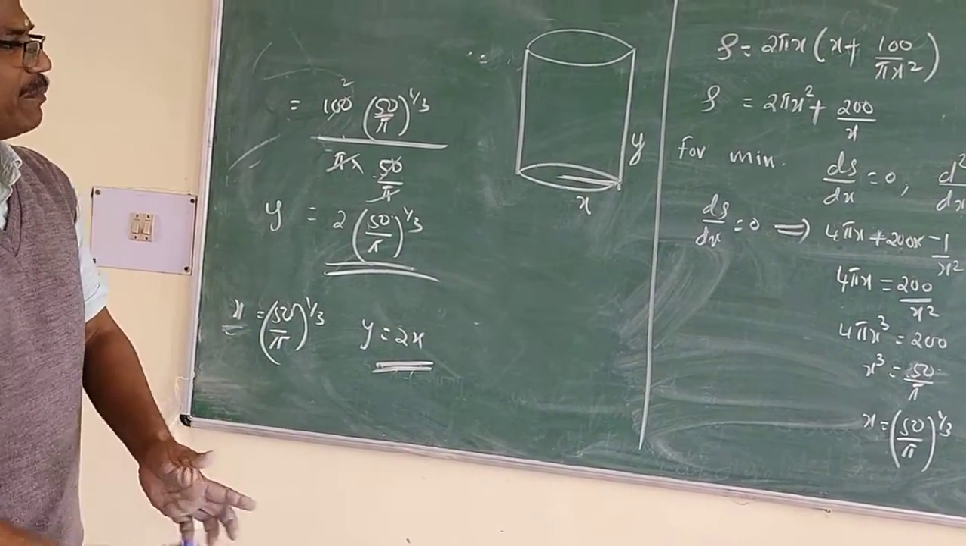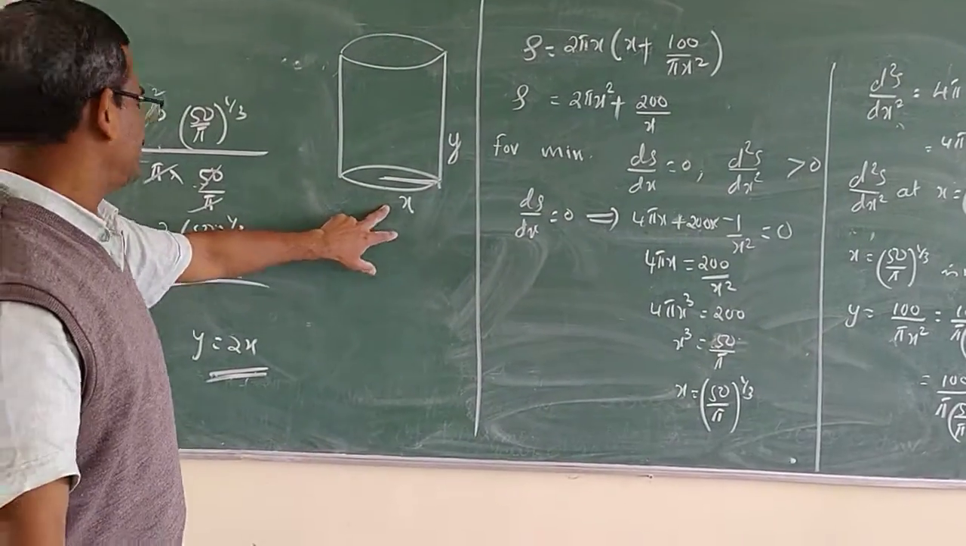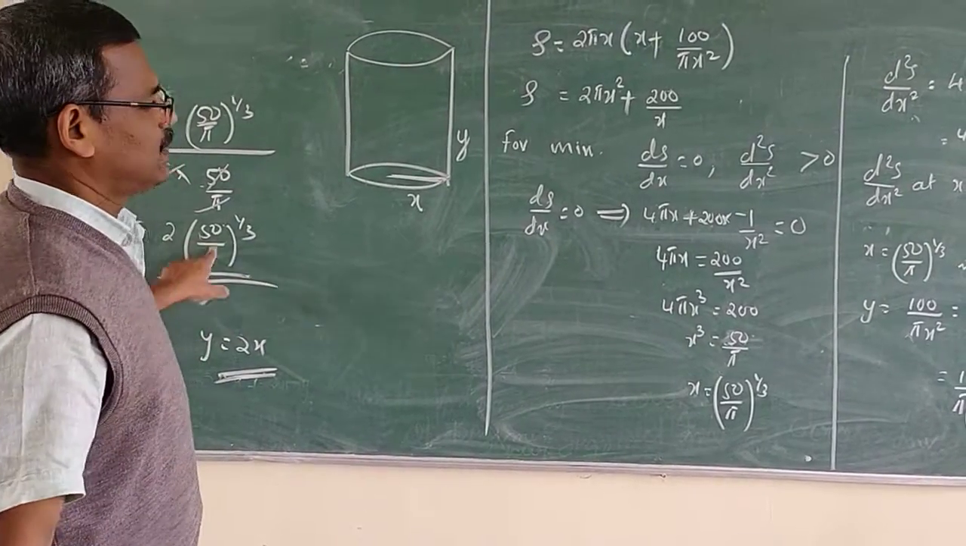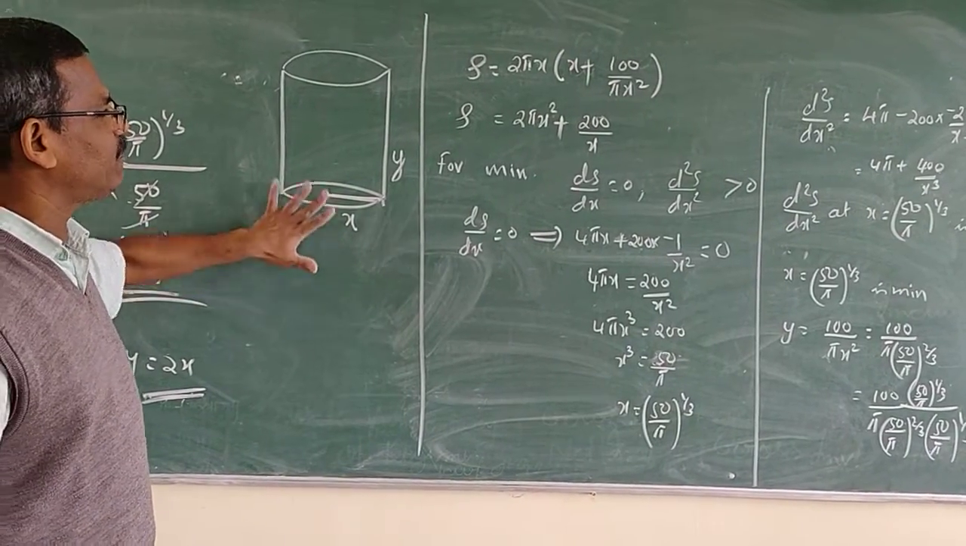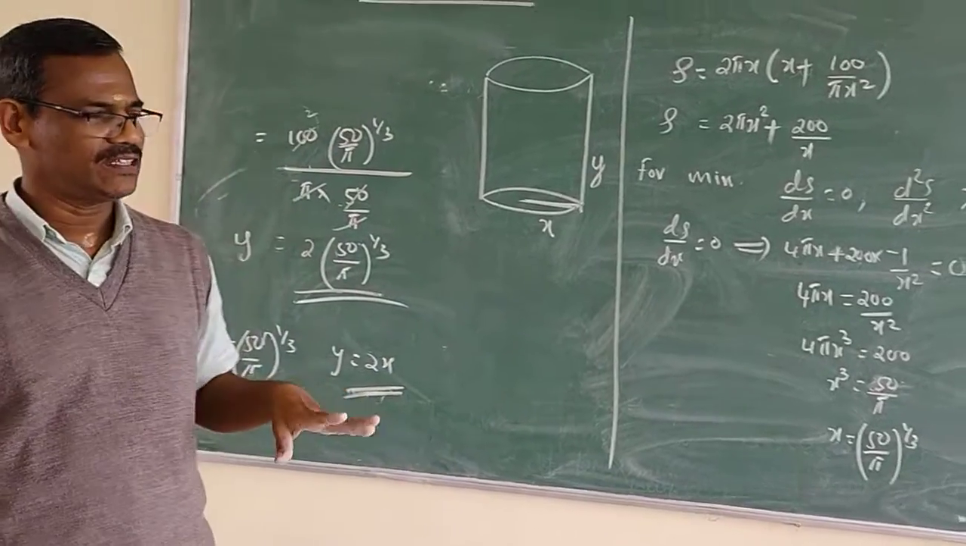So you got the dimensions of this cylinder. x, that is the base radius, is equal to this much and its height is equal to this much, to have the minimum surface area with the given volume of 100. This is a way of finding it out.